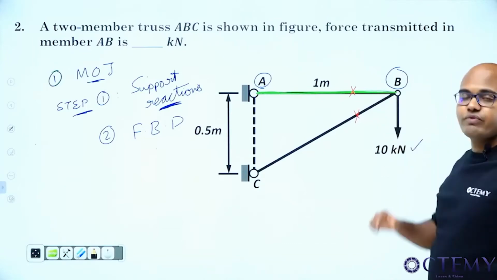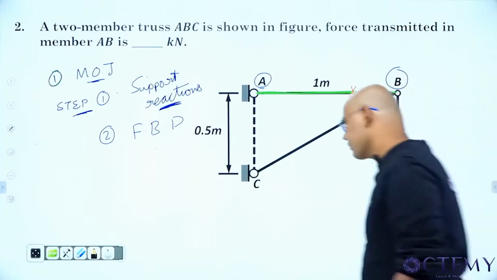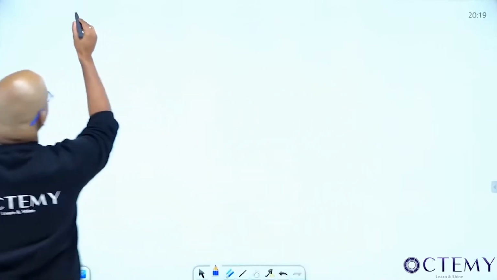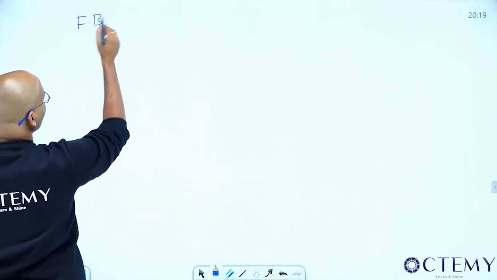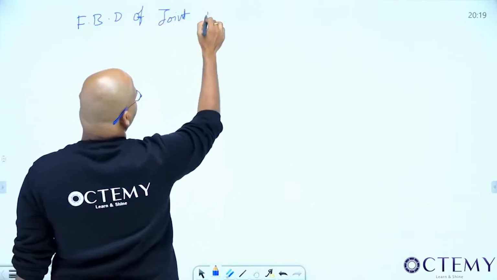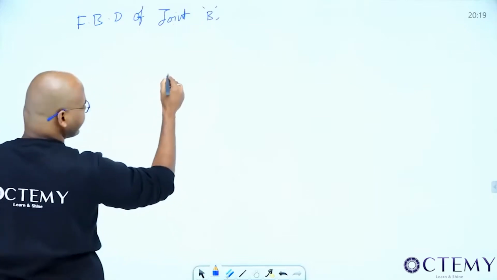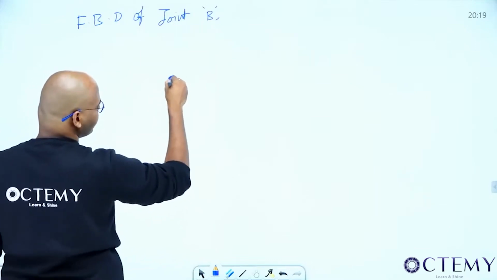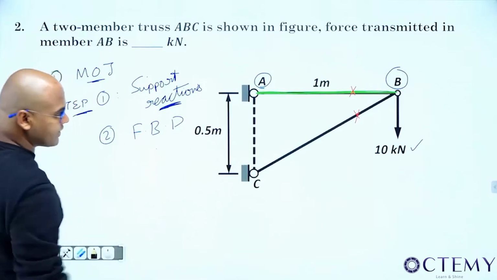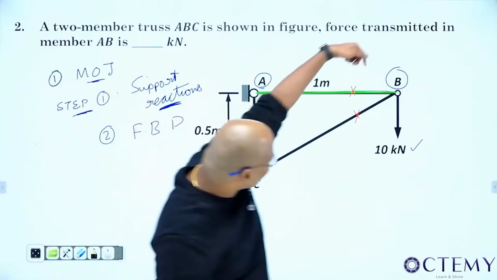So what to do? First, draw the free body diagram of joint B. Free the body from everything and draw the sketch. This all in the mind you should do in a second, sir. Draw the free body diagram of B. Free the body from everything and draw the sketch. Done. Next, actions. The only load acting on it is 10 kilonewtons vertically down.